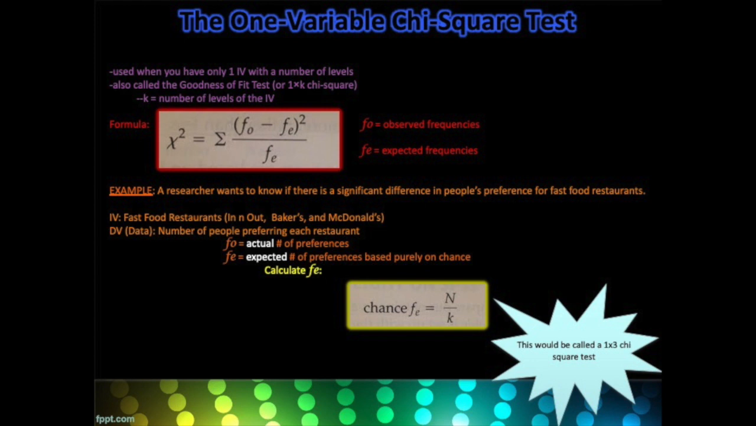And if you look at the formula, you can see the sigma sign there, and the numerator is the FO minus the FE, so what we actually got minus what we would expect by chance. Then you square that value to get rid of any negative values, basically, and then divide by the FE again. After you do that for each level, you add up the values that you got, and that's going to equal your chi-square. But of course, I will be showing you that in just a moment on the worksheet.